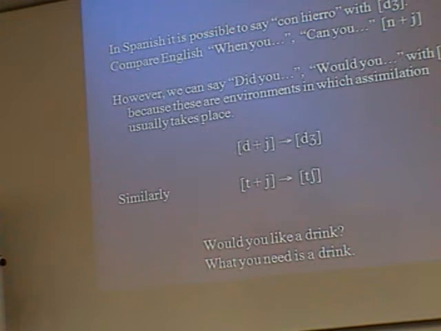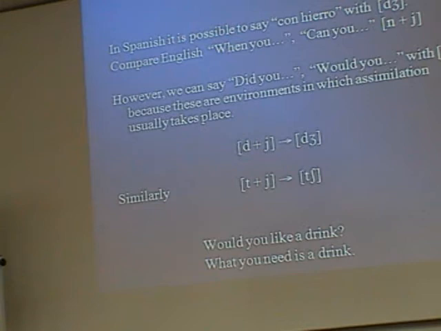In Spanish, it's possible to say cónyuge with a j sound. Are you happy with that if I say it that way? Now, if you compare that with English, in a similar sequence, you have when you and can you, and it is absolutely impossible in English to say when you and can you with a j sound. I hear a lot of it, so be careful with that. You can't say in English, when do you go, or can you go with a j. It's got to be when you, can you, with a y sound, not a j sound.